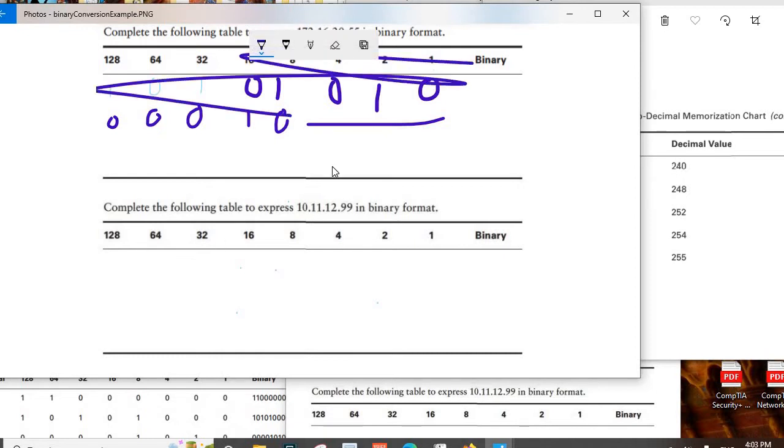We're just doing a couple more examples and moving on. So 10, as I showed before, was simple. It's 8 and 2 gives us 10.